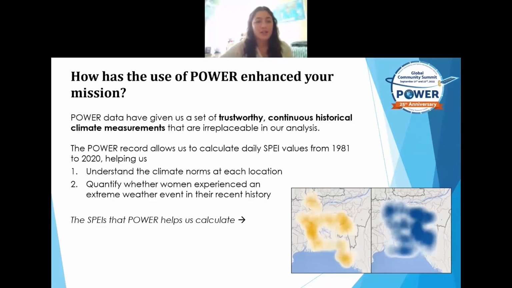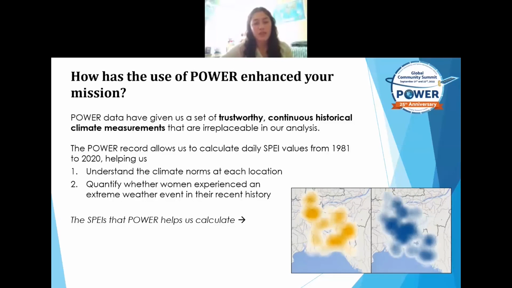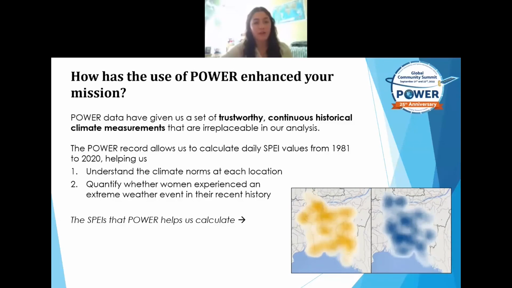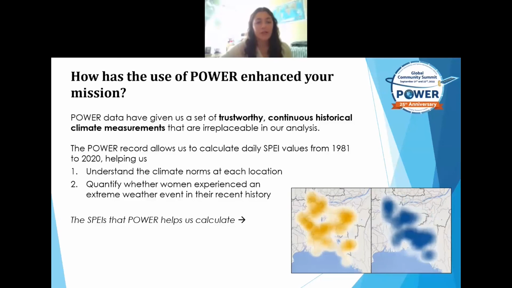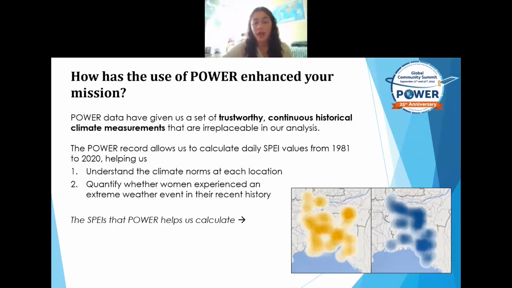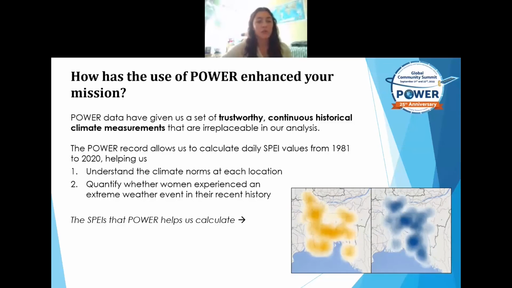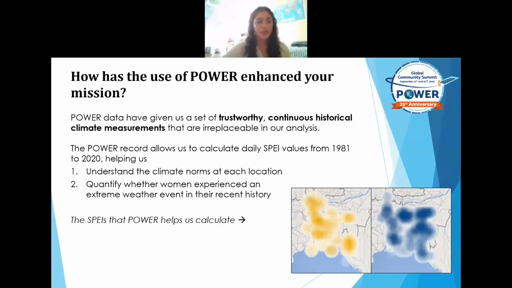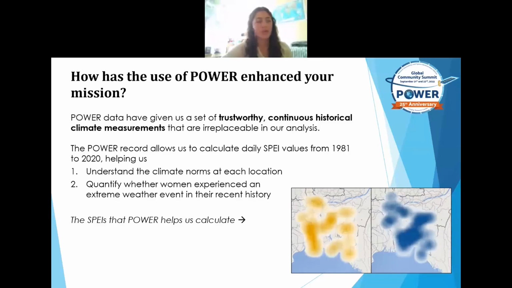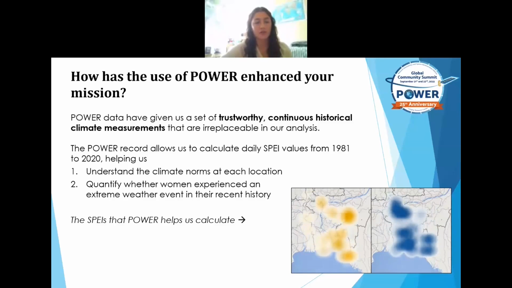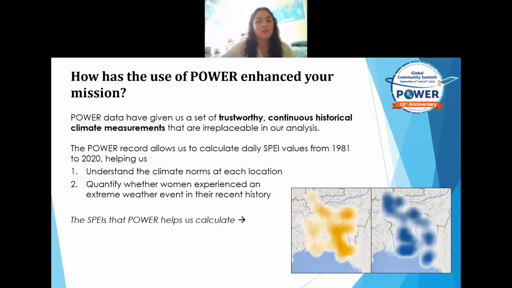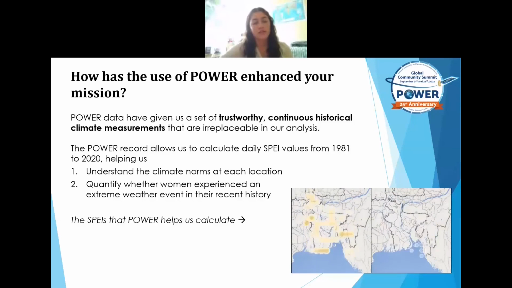Power data has enhanced our mission by giving us a set of trustworthy, continuous historical climate measurements that are undeniably the backbone of our analysis. The power record allows us to calculate these SPEI values all the way from 1981 to 2020, which helps us understand the climate norms at each of the locations. Like I said, SPEI takes in these historical weather measurements as part of their calculations, and then also helps us to quantify whether women experienced an extreme weather event in her recent history.